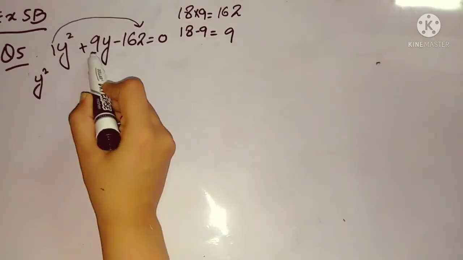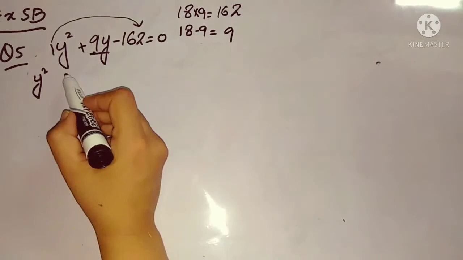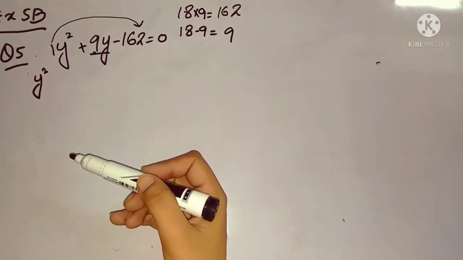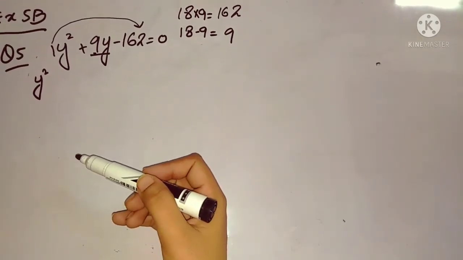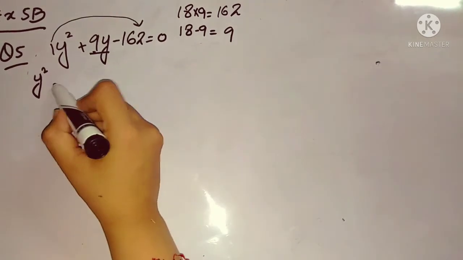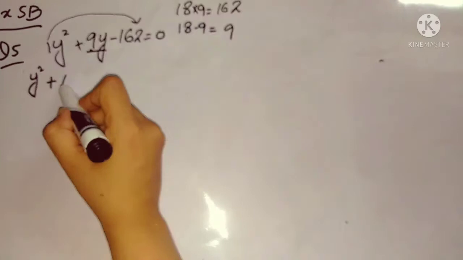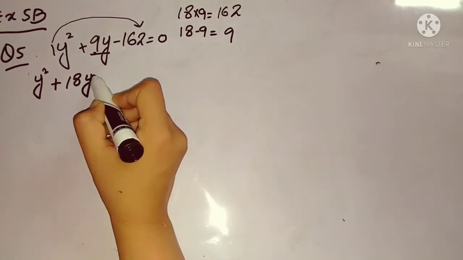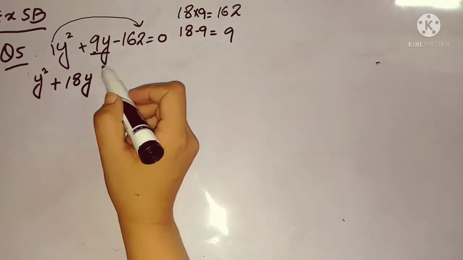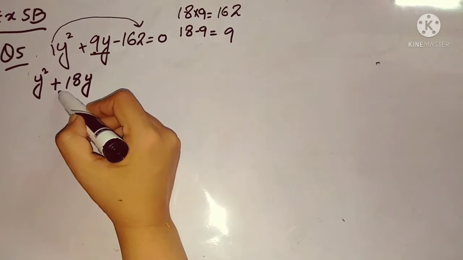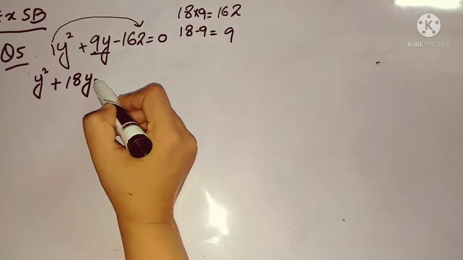Okay, so think about it. What are the two factors? The two factors are 18 and 9. When you multiply 18 with 9, you get 162, and when you subtract 9 from 18, you get 9. So I'm taking these two factors.